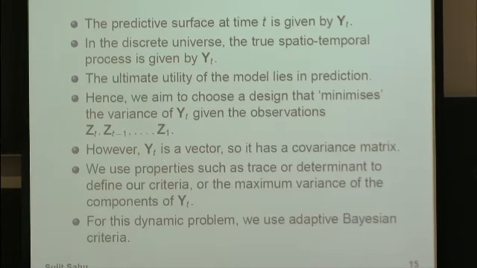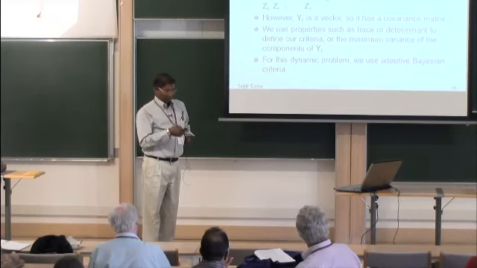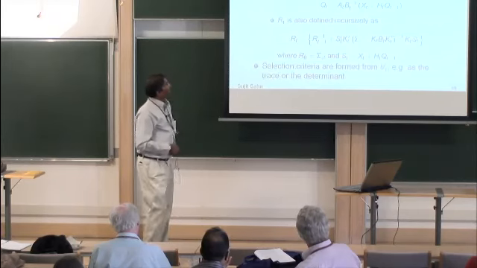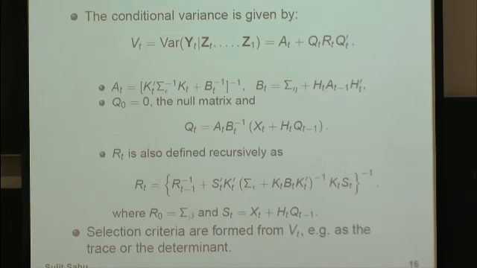So that's why this yt is a vector and it will have a covariance matrix. So we will use properties like trace and determinant, as is very well known here, to find our design criteria, and for this dynamic problem we will use the adaptive Bayesian criteria. The calculations should come out like this: the conditional variance, this is the variance of yt given observations zt, z2, z1.